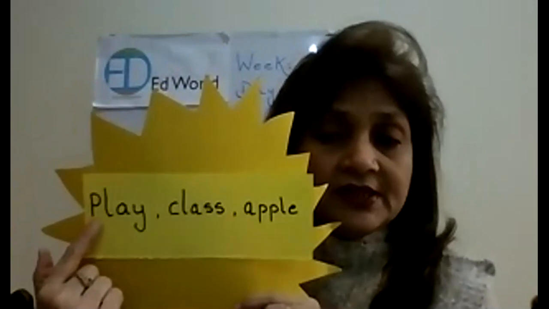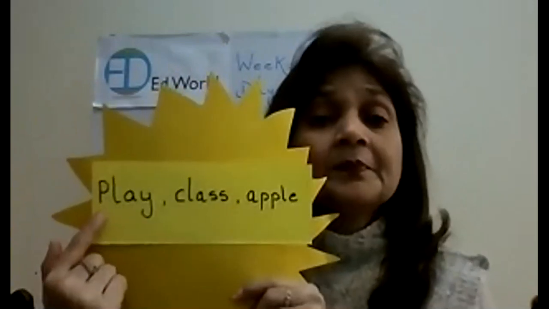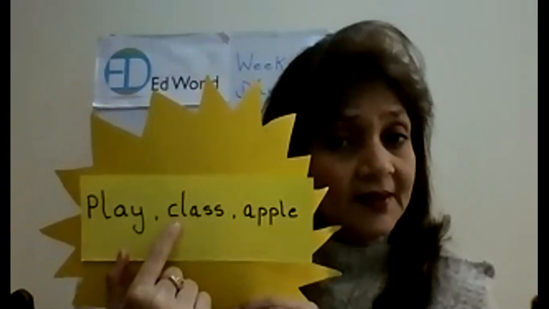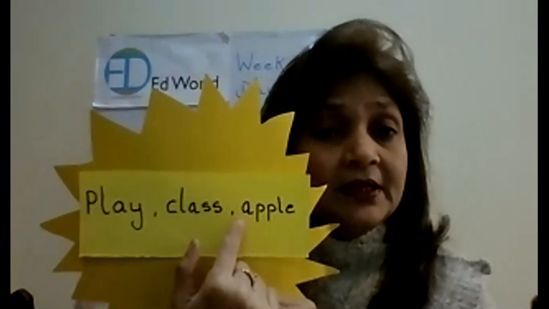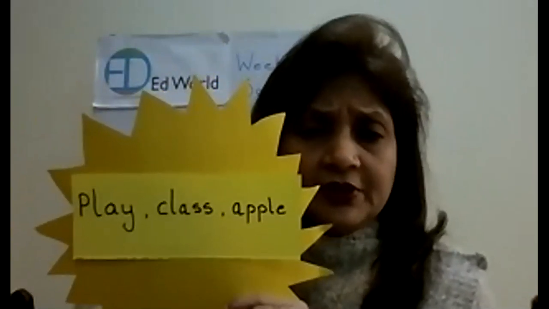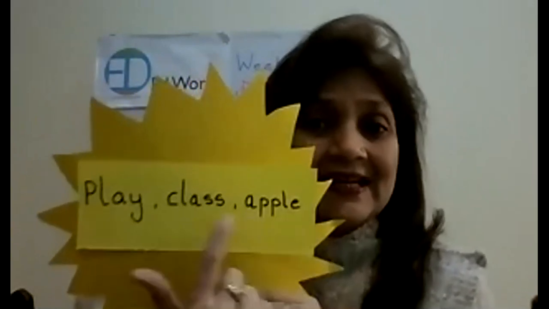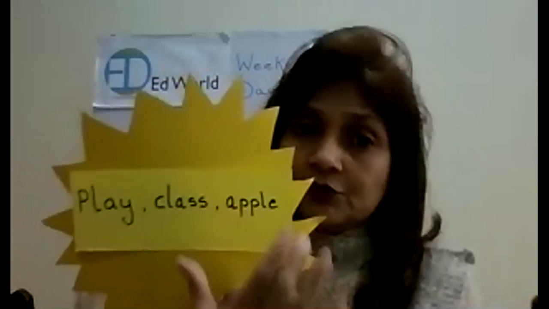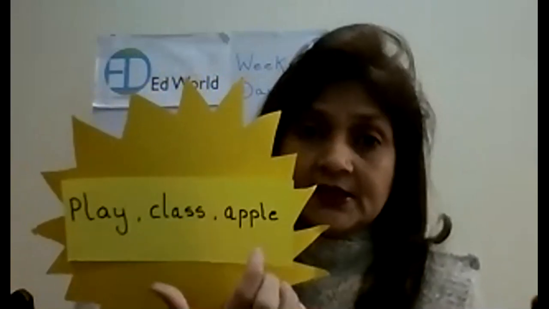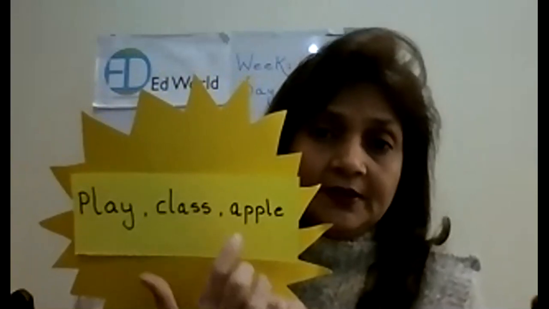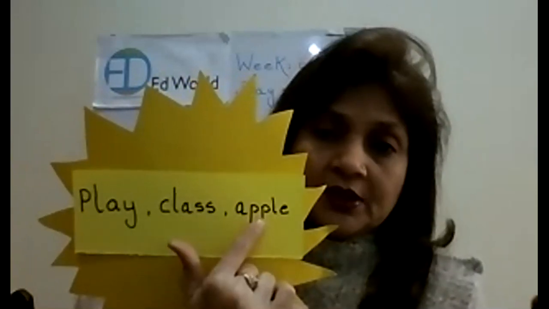Very good. Now, the first letter of play is P. The first letter of class is C. The first letter of apple is A. So which word is going to come first? Correct, apple, because apple starts with A. Always remember that we have to see the first letter of the word to arrange it alphabetically, right? So apple is going to come first.